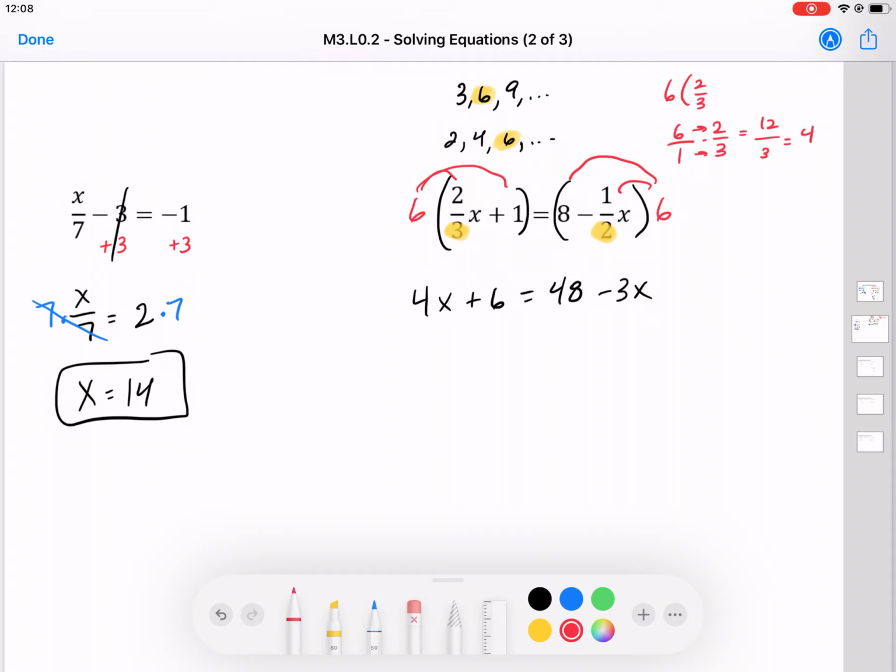So I'm going to go ahead and get the variables on one side. I'm going to go ahead and subtract 6 so that all the constants are on another side. And then I'll divide by 7. You'll end up with x is actually equal to 6.